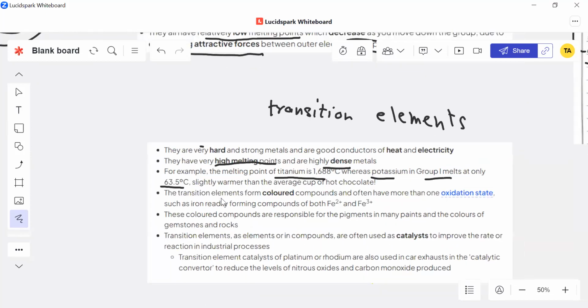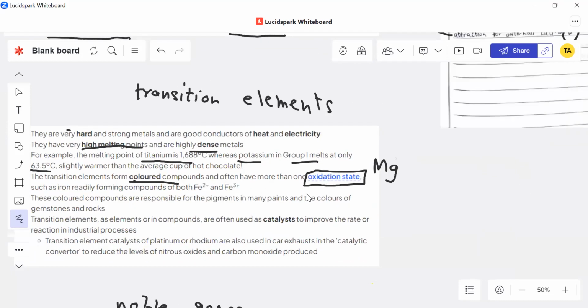Transition elements form colored compounds and often have more than one oxidation state. What do I mean by oxidation state? For example, magnesium is in group 2, right? So it will lose 2 electrons and form magnesium 2+. But this is not the case for transition elements. They can form a number of different cations.